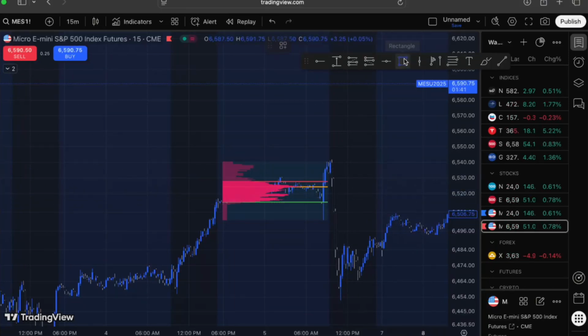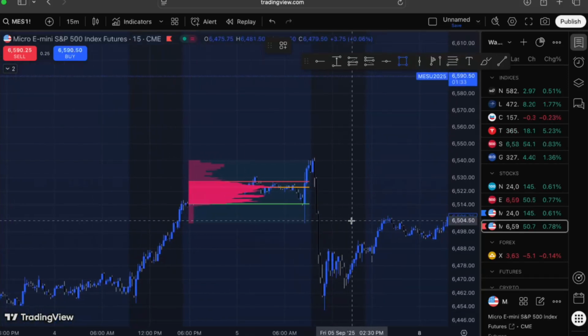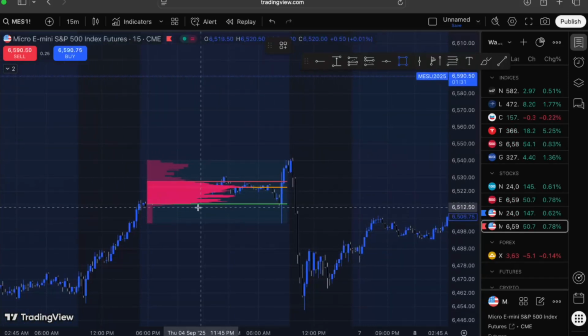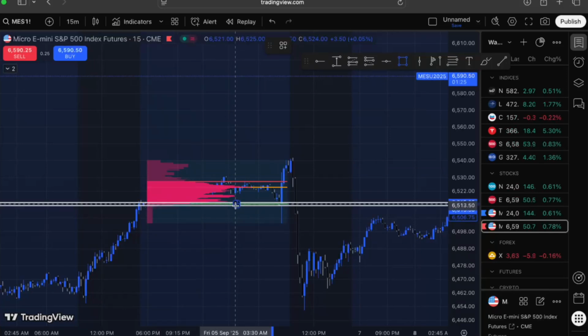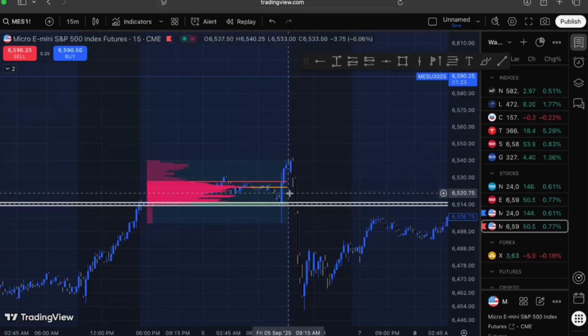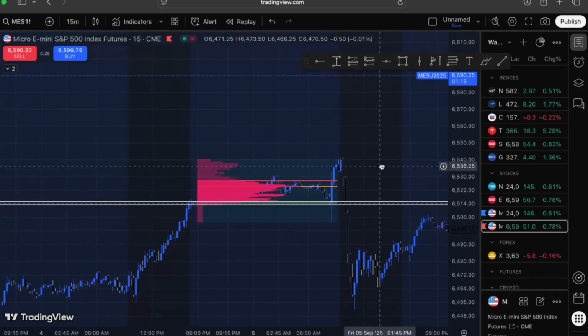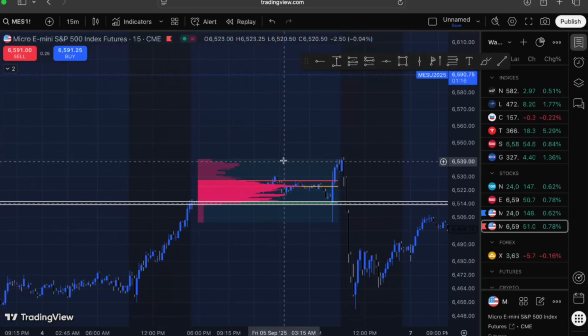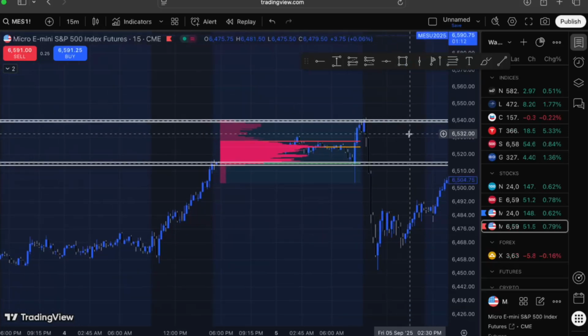Now, I personally don't trade off high volume nodes, but I do trade off shelves and ledges, which are called extremes. So, for this instance, this right here, where volume tapers off, that's a shelf. Shelf where it lightly tapers off. Not so much here, but you could mark this off as a shelf as well.